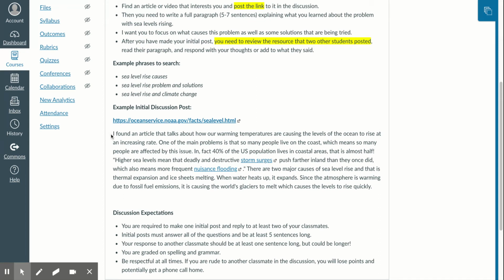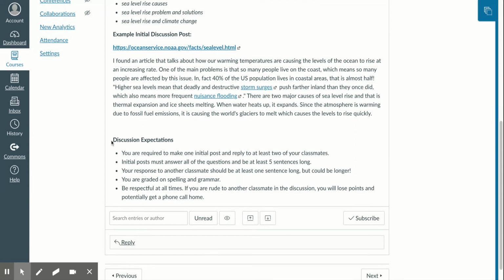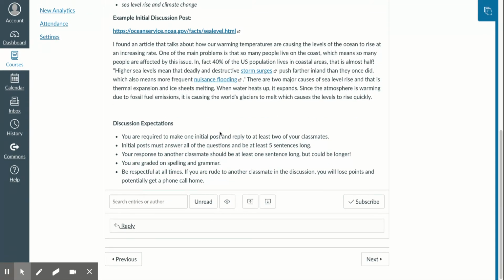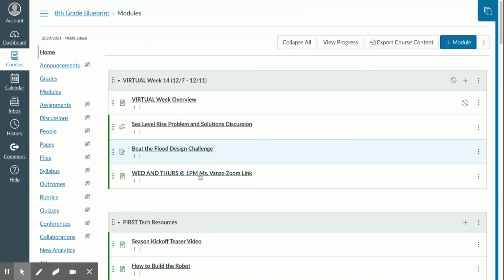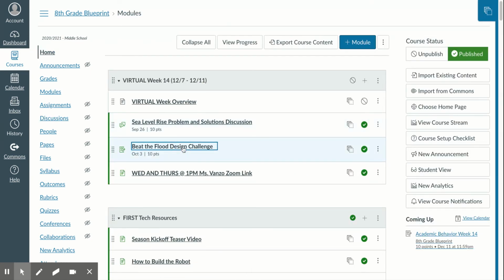I do have an example discussion post right here. It's 5 to 7 sentences. I did post the link here. I have some discussion expectations here for you to read through. So after you've posted in the discussion and responded to 2 other people, you're going to go to the Beat the Flood design challenge.